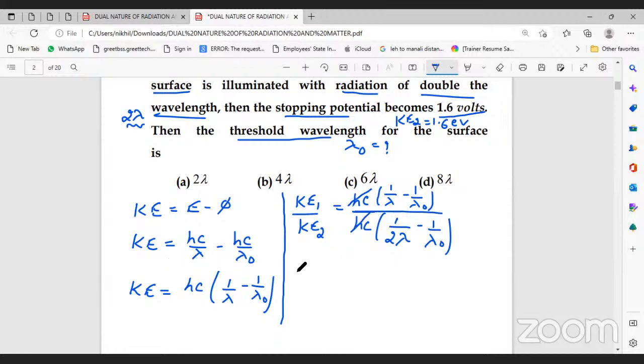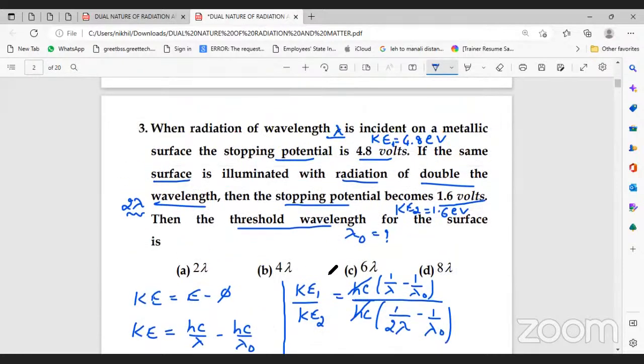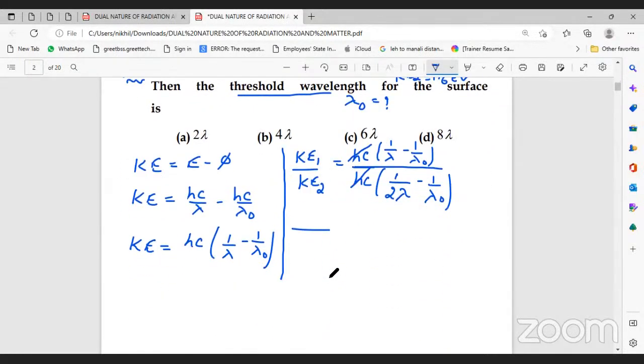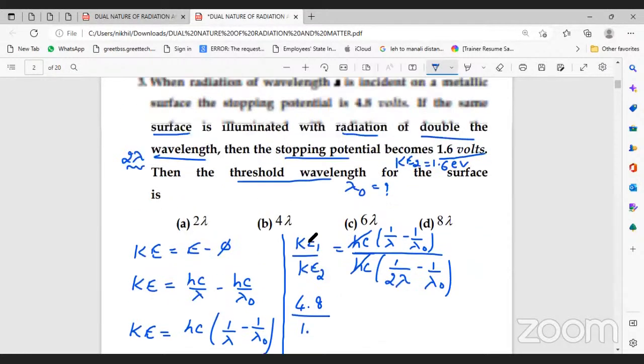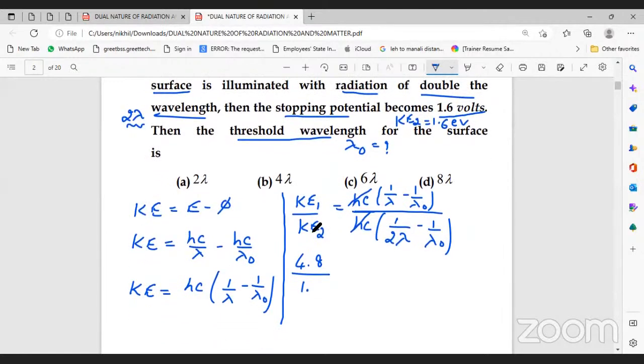What is kinetic energy 1 they have given? 4.8 electron volt. What about kinetic energy 2? 1.6 electron volts. What is the LCM here? So lambda naught minus lambda divided by lambda lambda naught. Similarly for this, lambda naught minus 2 lambda divided by 2 lambda lambda naught.